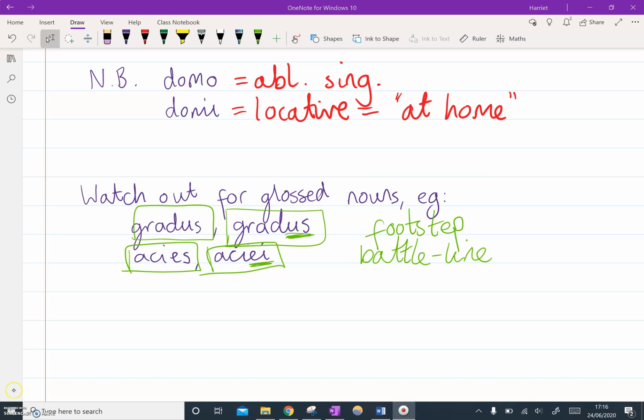Okay. So those are a few of the little bits and pieces of information that you need to know about the fourth and fifth declension.